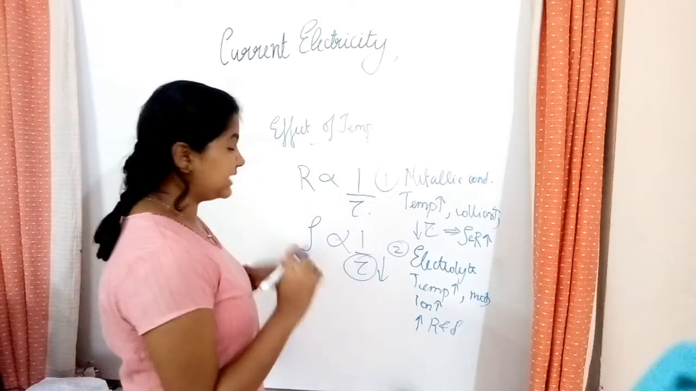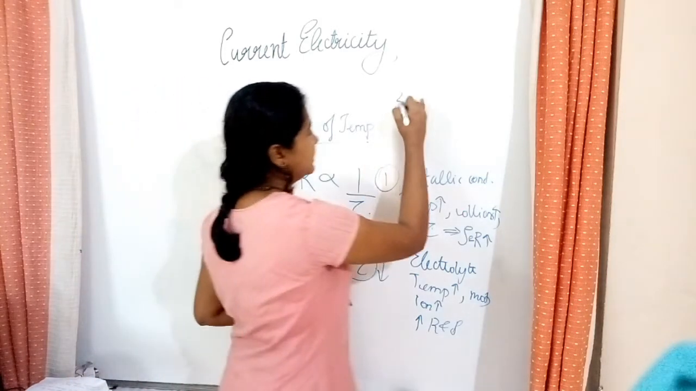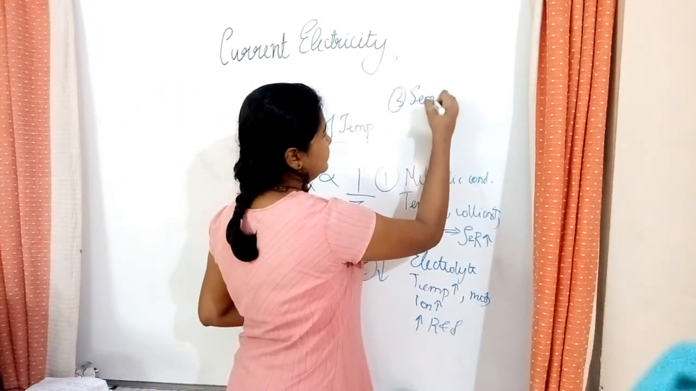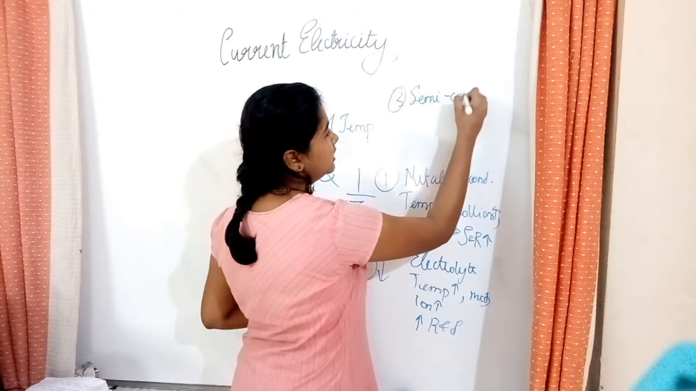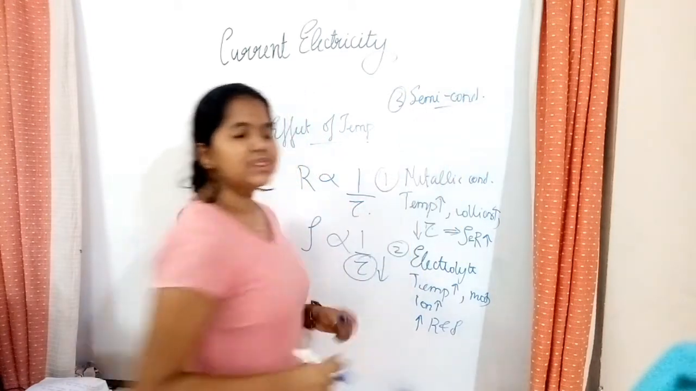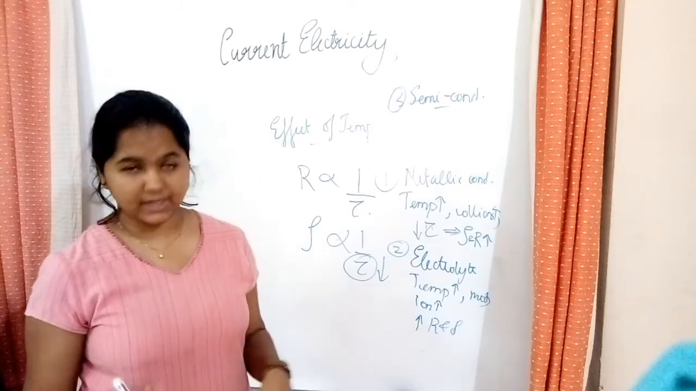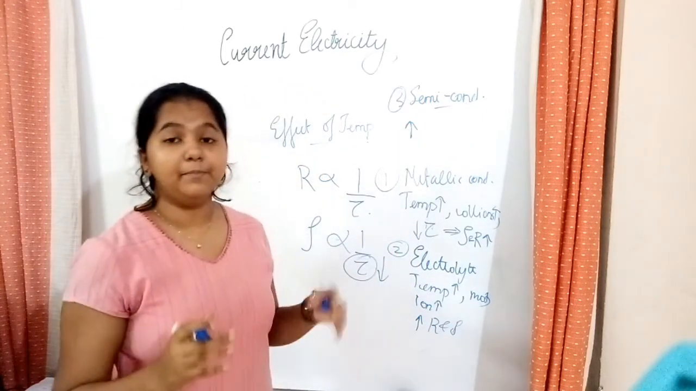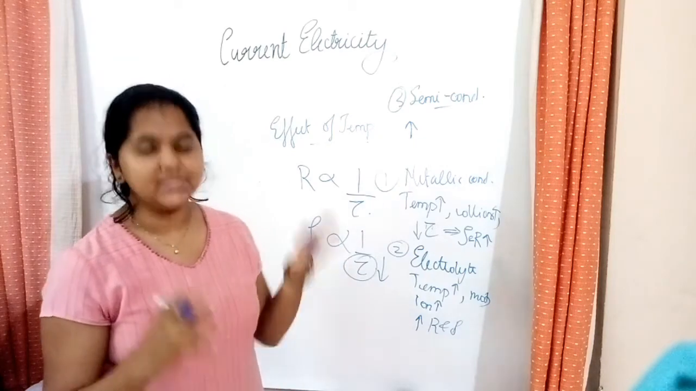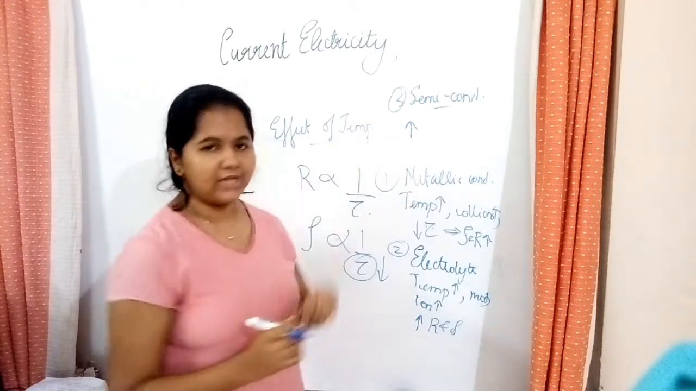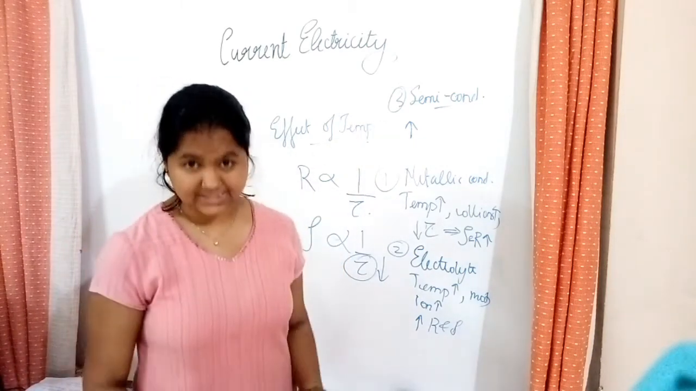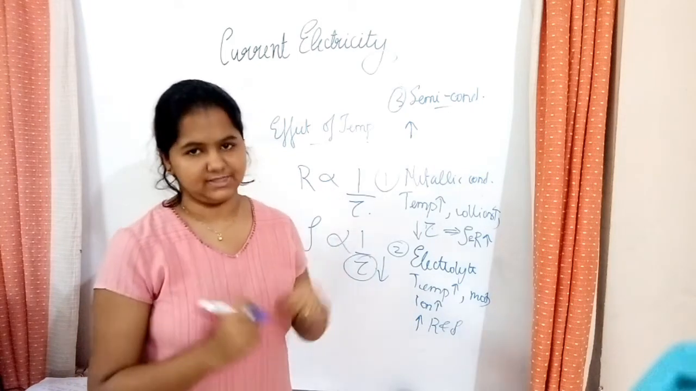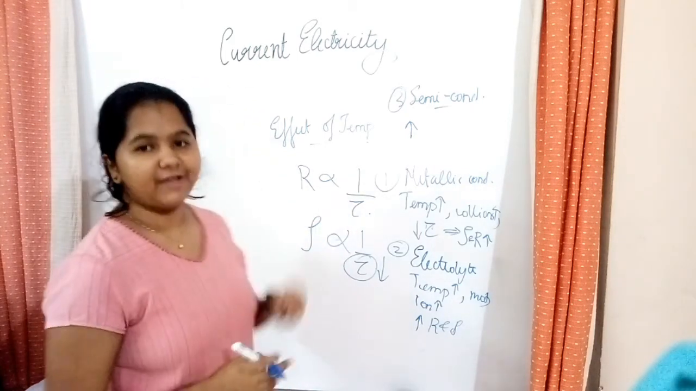The third case is the case of semiconductors. So let's write it here. Semiconductors, as temperature increases, what happens? The covalent bonds break, resulting in an increase in the concentration of electrons and holes. So what would happen? That will decrease the resistance, whereas it increases the conductance. So that is all to talk about the effect of temperature.